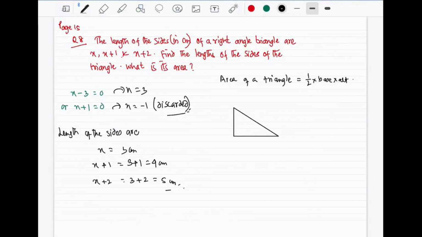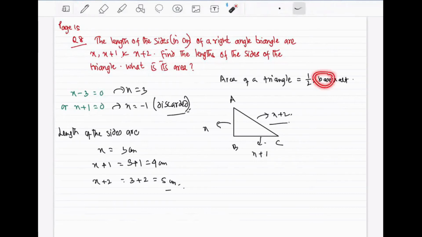In the triangle ABC, which one is the base? Which one is the altitude? This one is the altitude. This one was x. This one was the base. Base was x plus 1. And the hypotenuse was x plus 2.